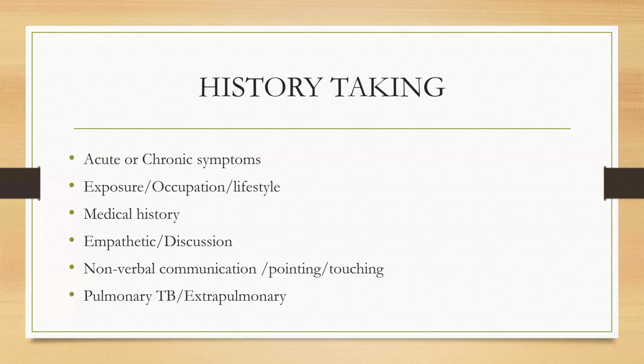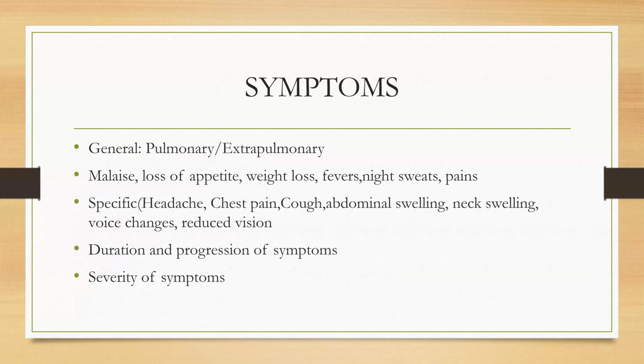By the end of history taking, you should be able to start answering the question, could I be dealing with pulmonary TB? If essentially the symptoms were respiratory symptoms, could this be pulmonary TB? If the symptoms were not respiratory, they were in another system, could this be extrapulmonary TB? So that from the history taking, you should be able to start thinking in those directions. Next slide.